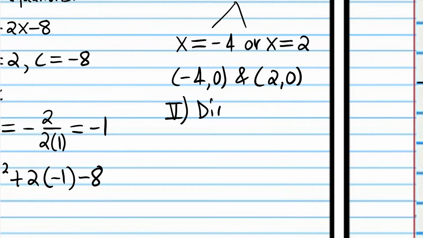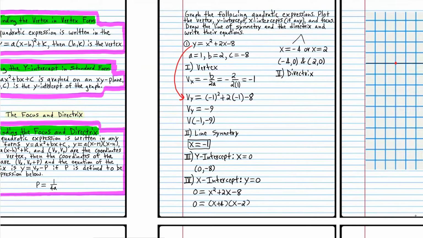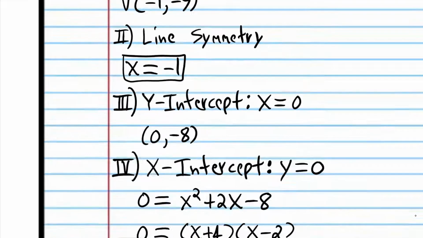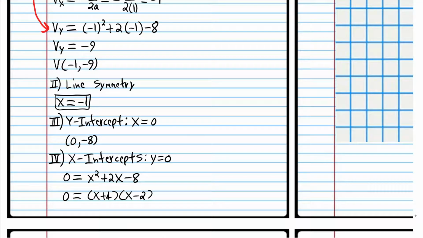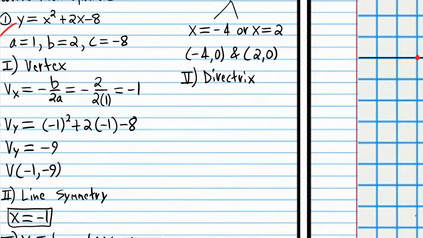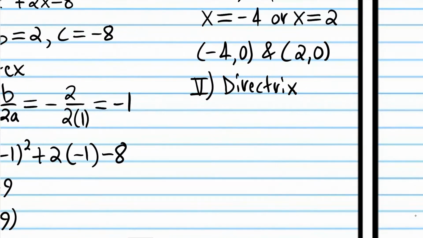And I'm going to title that directrix. And by the way, this should be x-intercepts, plural. And so for the directrix, the equation, first of all, we have to find P. So P is equal to 1/4a, and we know what a is.